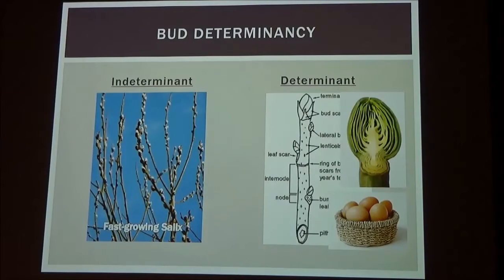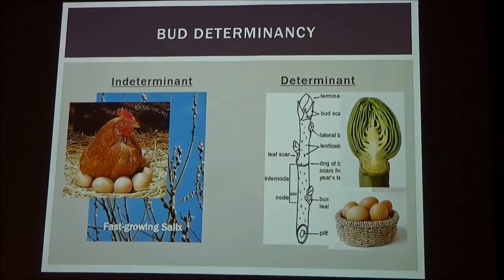I like to think about determinate buds as a basket full of eggs. These are all the eggs you've got, all the nodes you're going to have for the season, and you probably better take care of them. You don't want to drop that basket full of eggs. Meanwhile, I think about indeterminate buds like a chicken. You might end up getting a lot of eggs out of that chicken. You don't really know, but it's sort of endless potential.